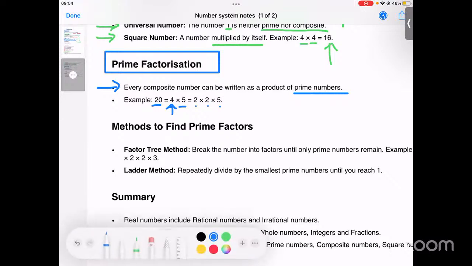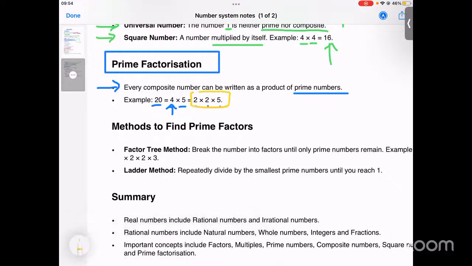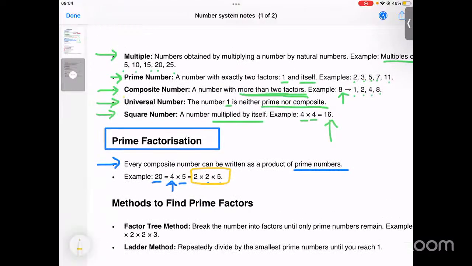So you might find that this is what they are talking about there, where they say every composite number can be written as a product of prime numbers. If it confuses you, you will therefore say, what is a composite number? A composite number is a number with more than 2 factors. What is that number? It is 4, because inside 4, 1 goes, 2 goes, and also 4 goes. So can you see, you've got 3 numbers, or more than 2 numbers, that go into that 4. So that 4 is therefore a composite number.